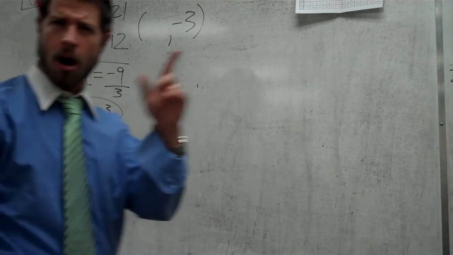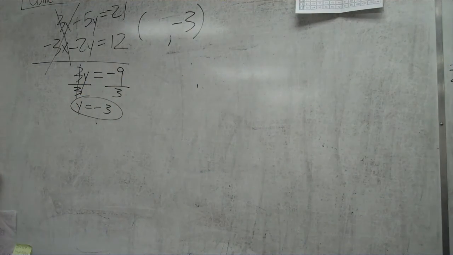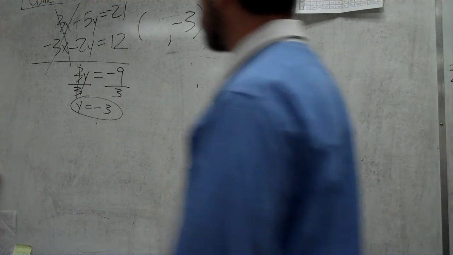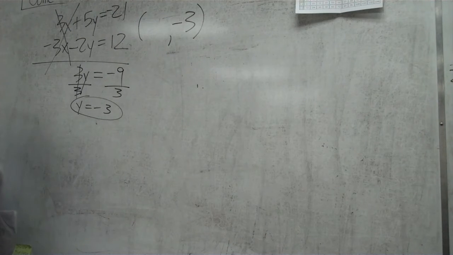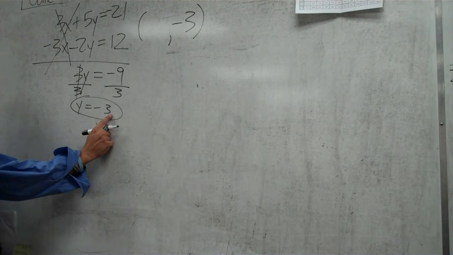Now, this part's a little bit harder than before, but still the same. How could I find x now? Plug into one of them. It doesn't matter which one you plug it in, they're both going to give you the same thing. So we can put step 3 here: plug back in your value in any equation. Y is negative 3.